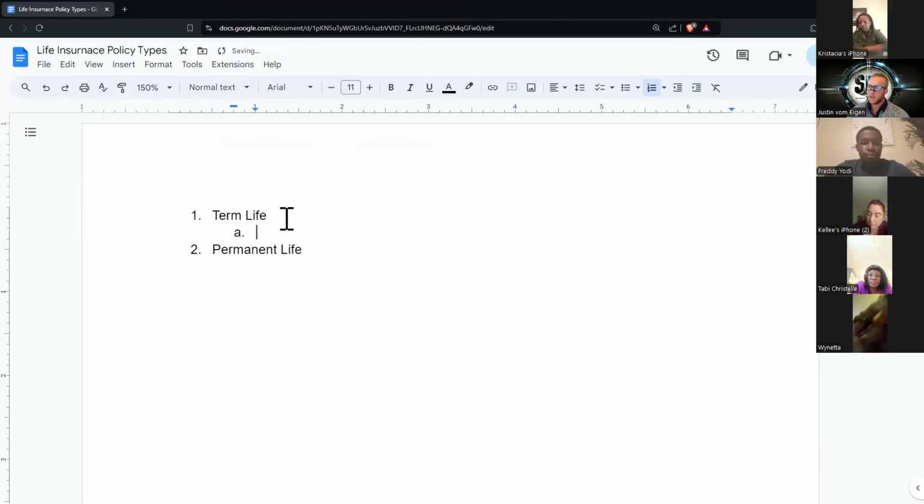Term life is temporary. So an easy way to remember this is term terminates. Okay. Term terminates at some point. So it's temporary. Permanent life insurance lasts your whole life. It typically lasts until age 100, at which point the policy endows.